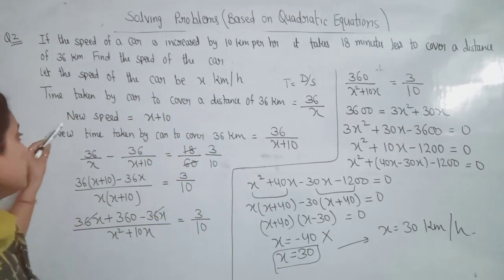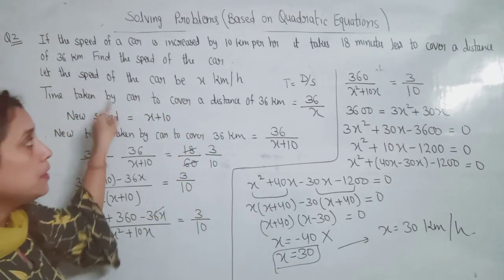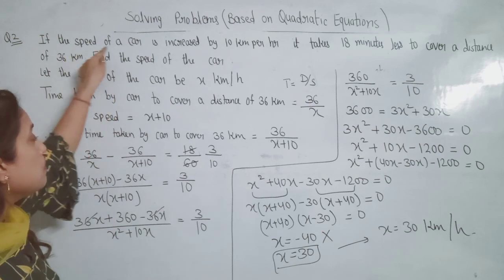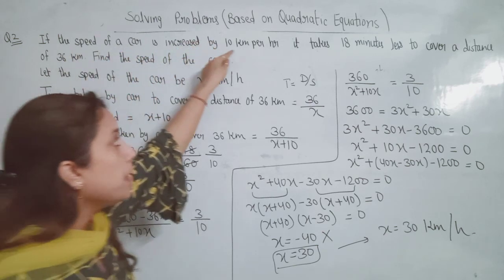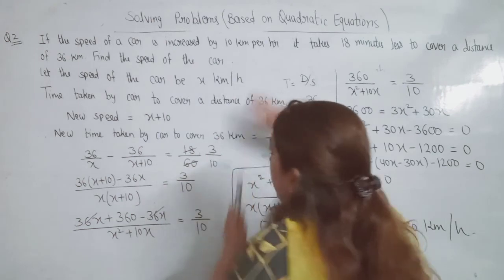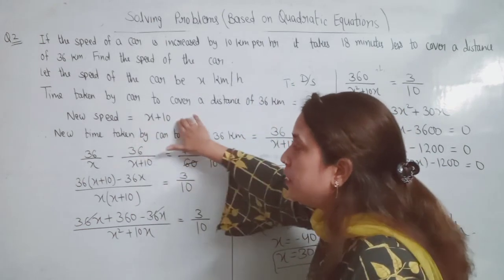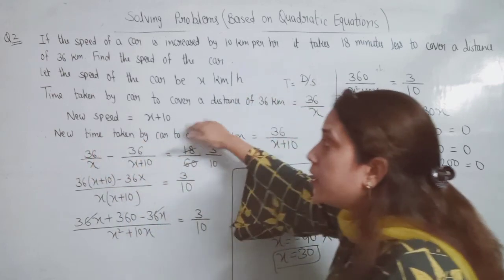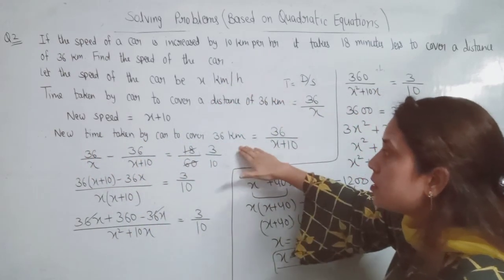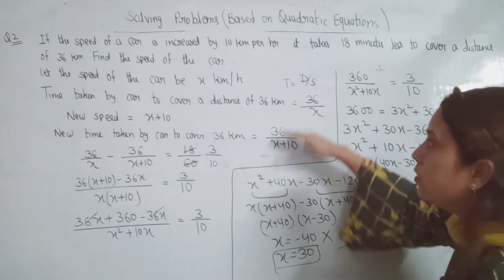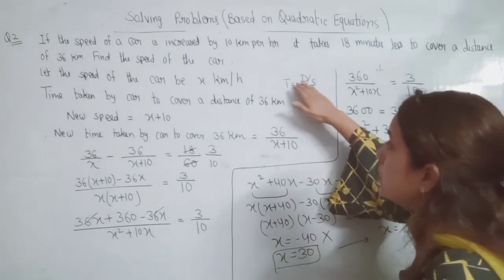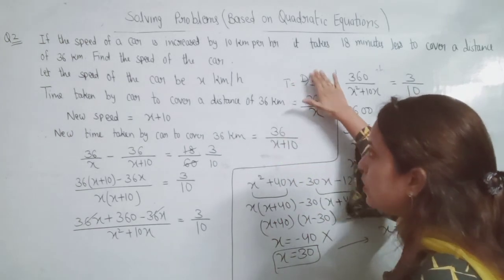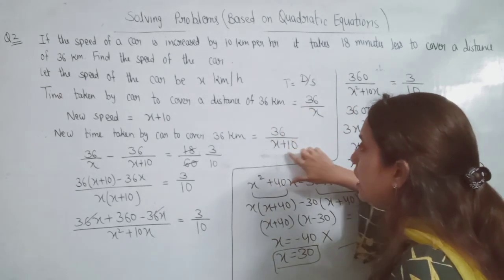Now the new speed: in the question it is given that the speed of the car is increased by 10 km per hour. So the new speed will be x plus 10. Then the new time taken by the car to cover the same distance of 36 km, time is equal to distance upon speed, so it is 36 upon x plus 10.